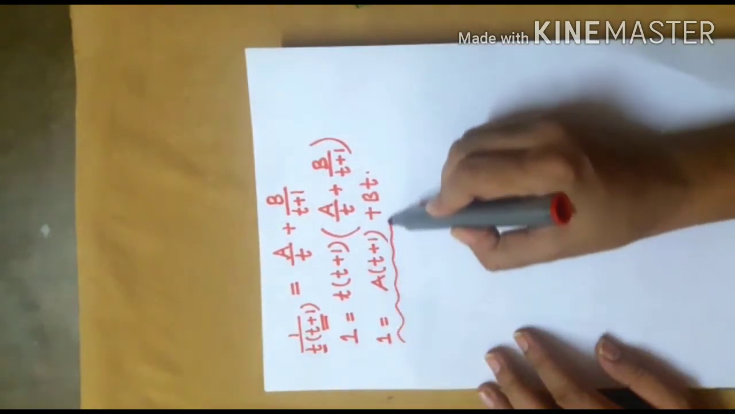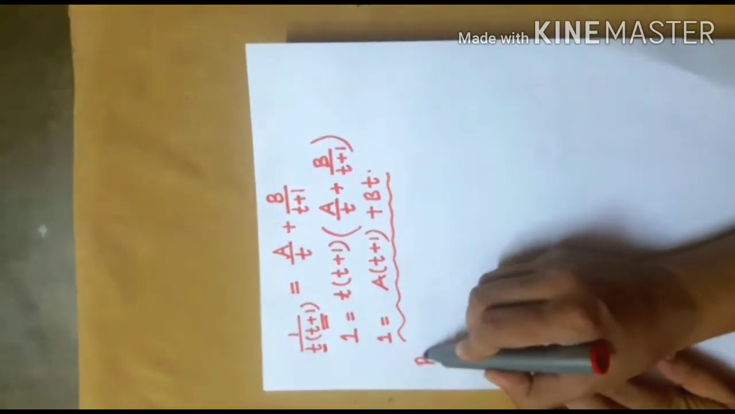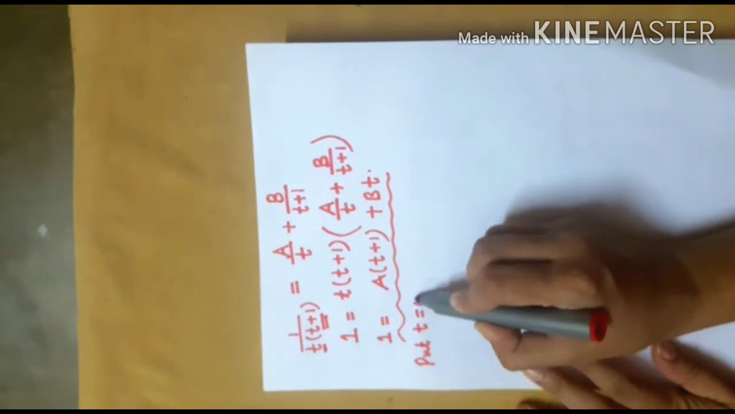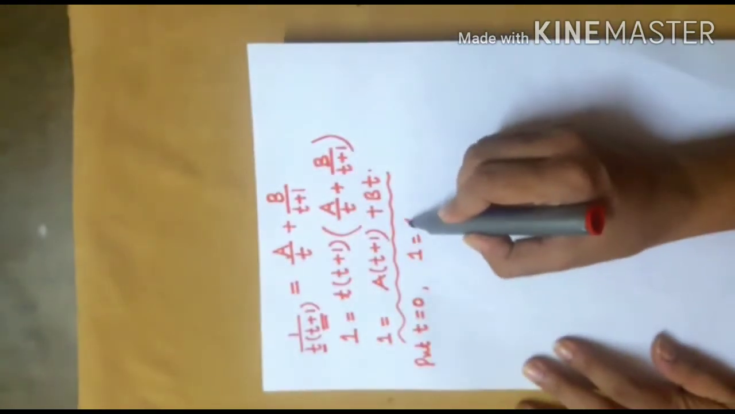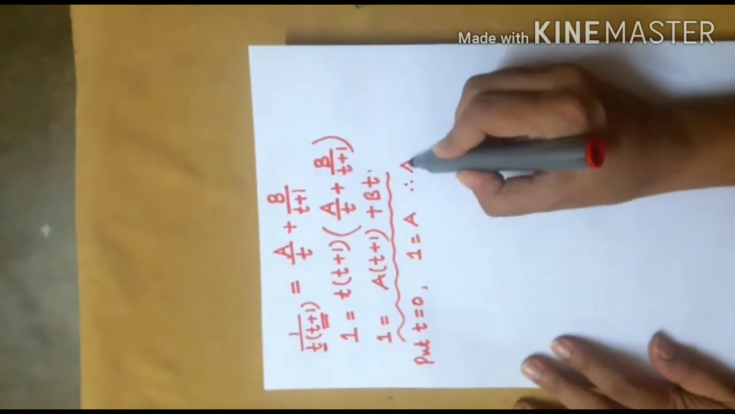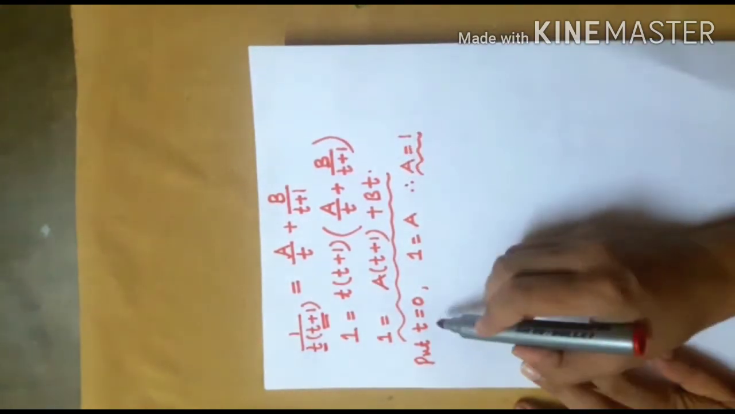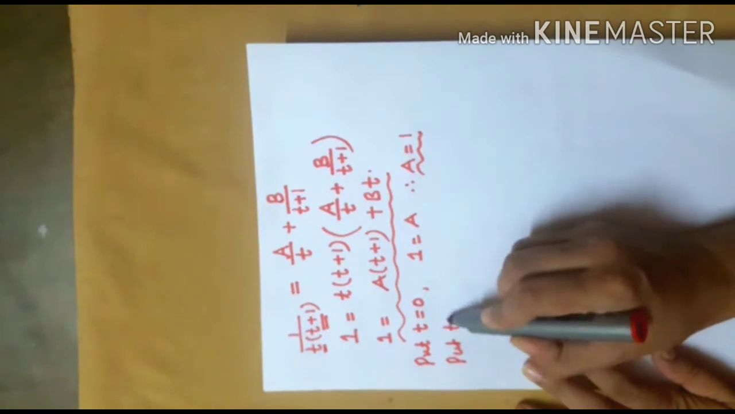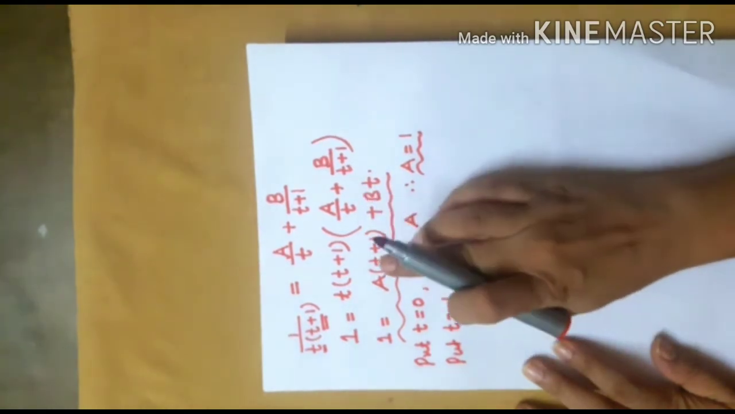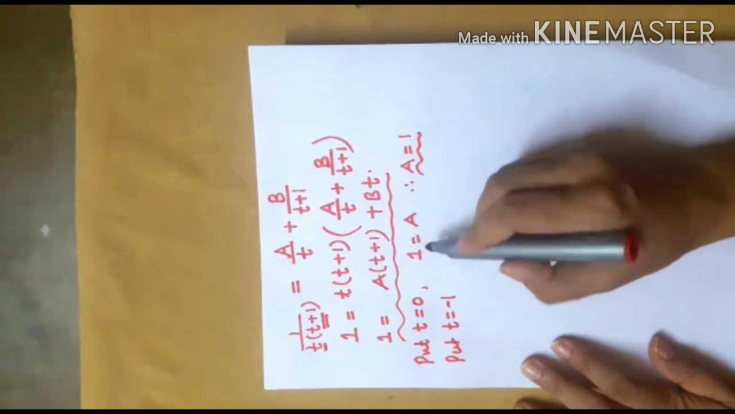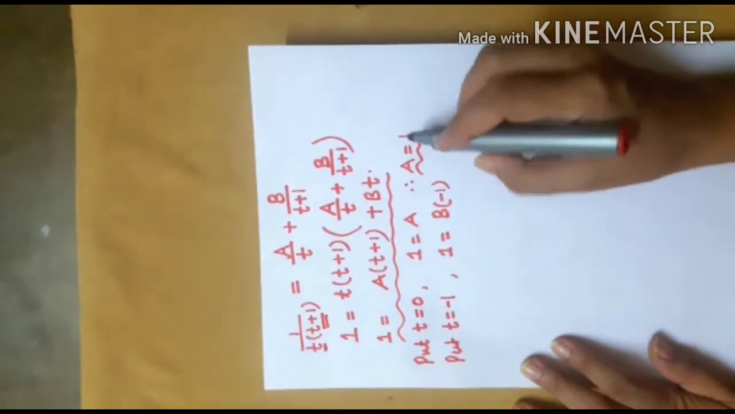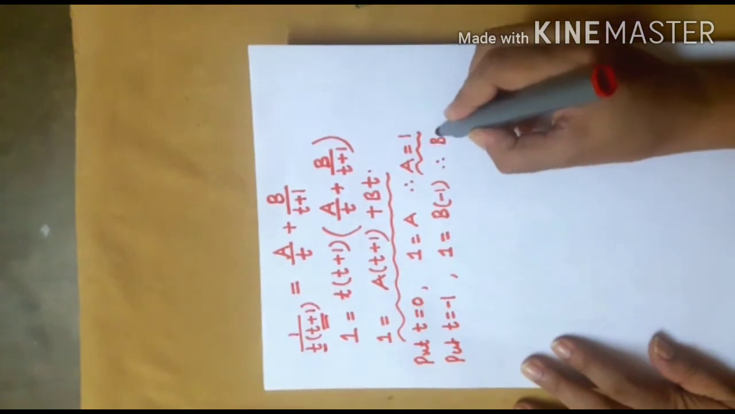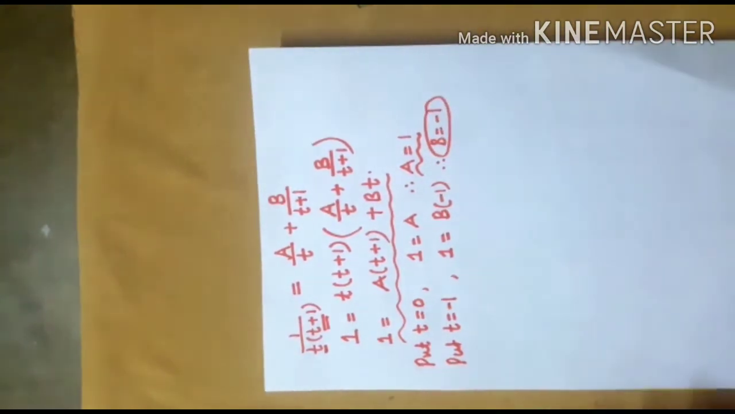Now this is true for all values of t. So first I'll put t equals 0 because this will vanish, so I can get the value of a. So 1 will be equal to a. Therefore the value of a is 1. Next I put t equals minus 1 because this will become 0, so this term will vanish. So I'll get 1 equals b into minus 1. Therefore b is equal to negative 1.